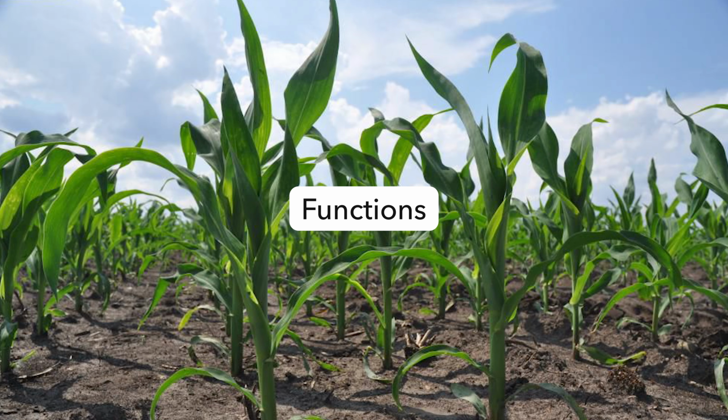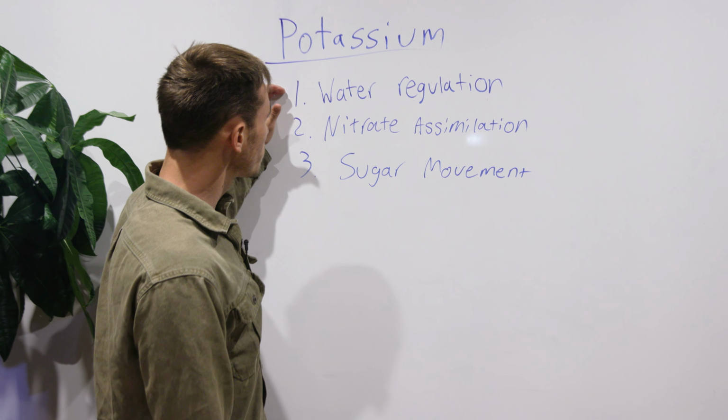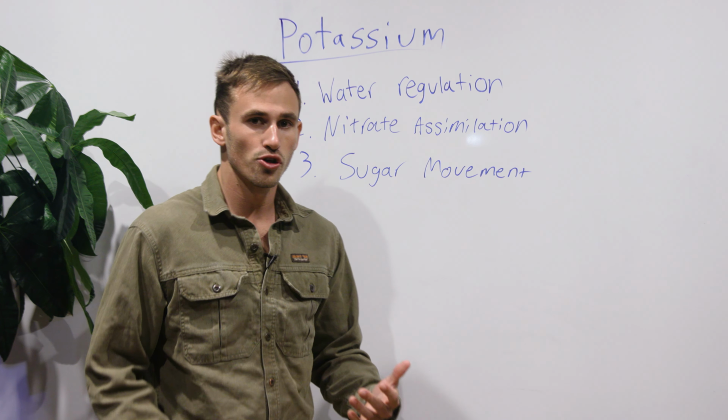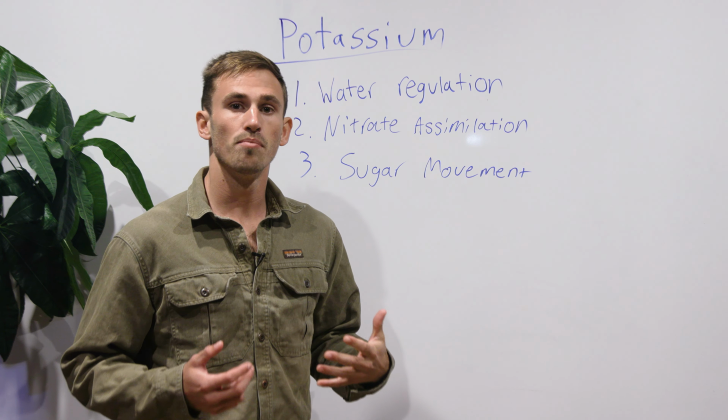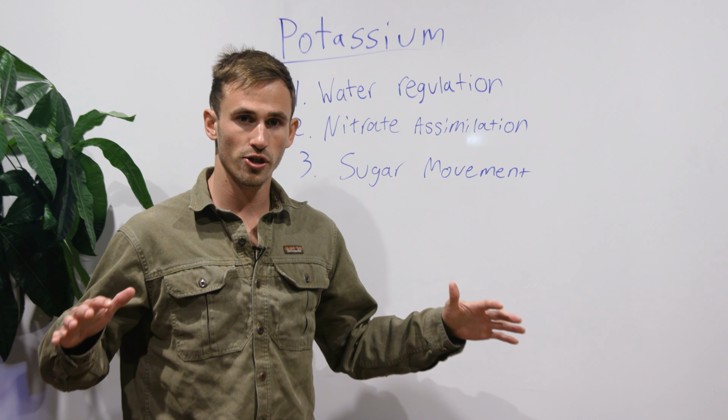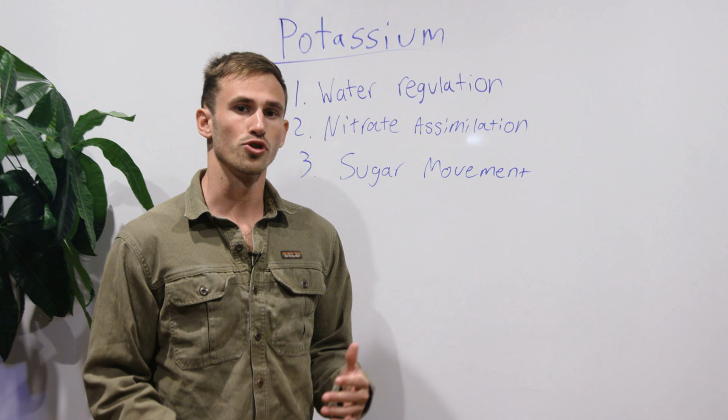So the three main functions we're going to be talking about today is first, water regulation, making sure your plants are able to take up water and hold their pressure. It's called turgidity or turgor pressure.